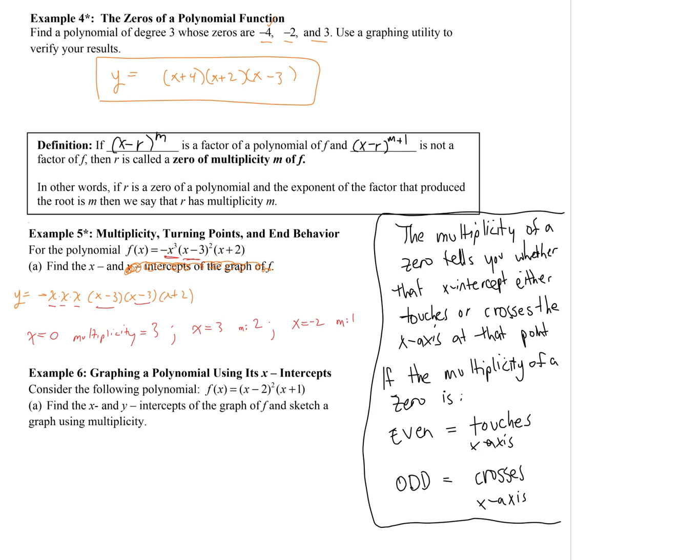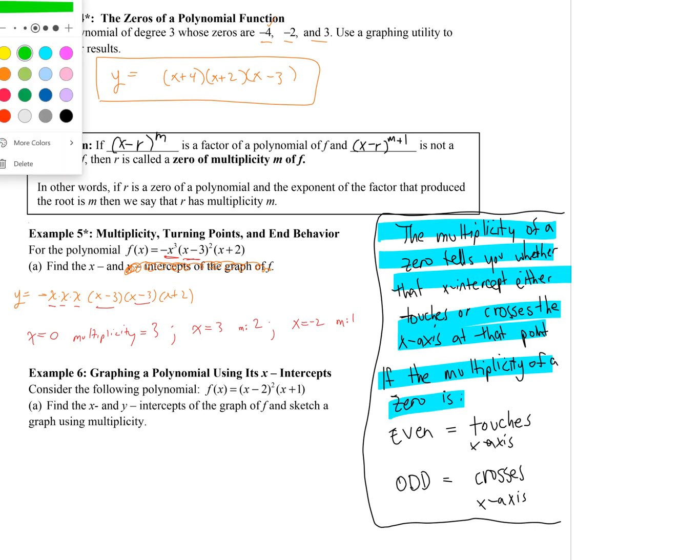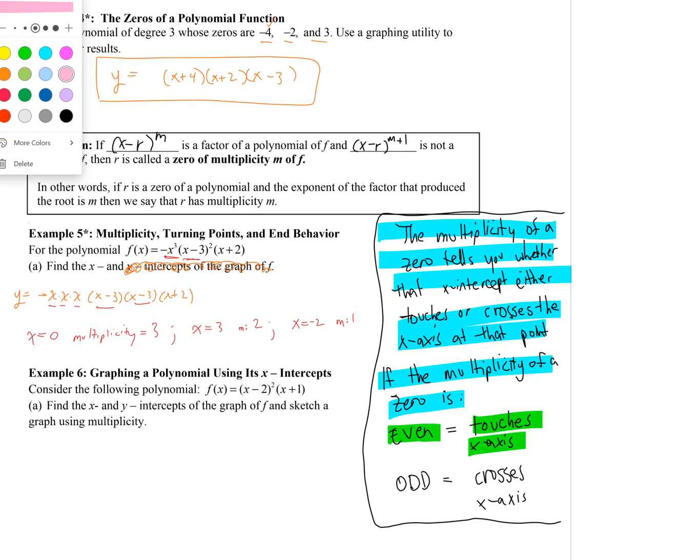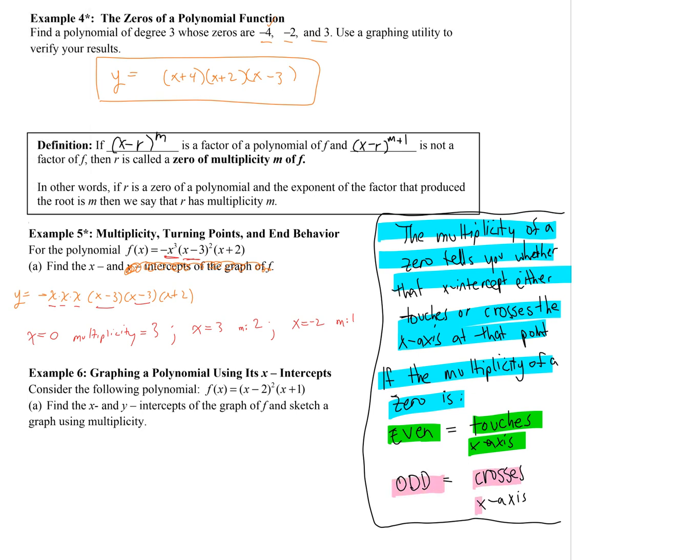Why do I care? Well, I wrote here on the side, if you can see this, I'll read it to you. The multiplicity of a 0 tells you whether that x-intercept either touches or crosses the x-axis at that point. Now here are the 2 cases. Case 1: if your multiplicity is even, that means it's going to touch the x-axis. That's very important. But if the multiplicity is odd, then it's going to cross the x-axis. I hope this makes sense.